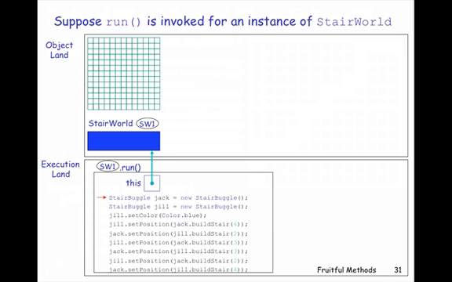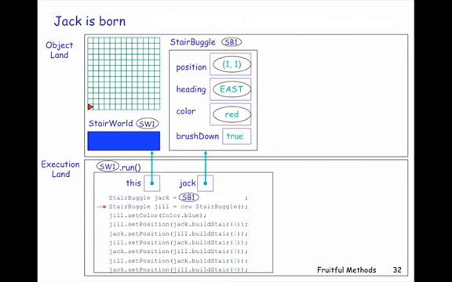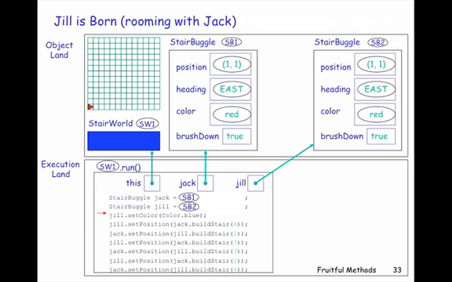So we begin in the usual spot here, within the execution frame for the run method, where we are in our stair world. And the first thing we're going to do is create a new stair bugle named Jack, and then in object land we'll get a stair bugle SB1, and it will be named Jack in execution land. We'll then create another stair bugle called Jill. So stair bugle SB2 will be created in object land, and it will be denoted by the variable Jill in our execution frame. We will set Jill's color to blue. So Jill is now blue.